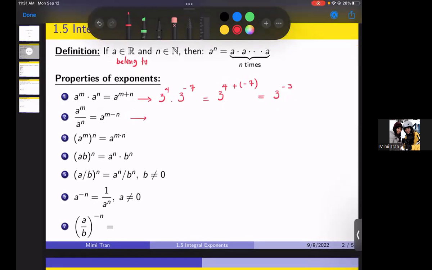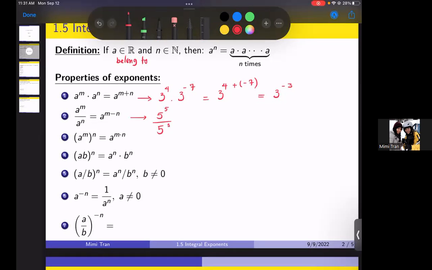For the second rule, if multiplication is addition, then division is subtraction, as long as you have the same base. Okay? So for example, if I have, say, 5 to the 5th over 5 to the 3rd, that is 5 to the 5 minus 3, which is 5 squared, which is 25.